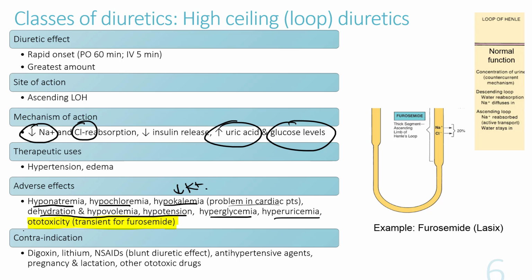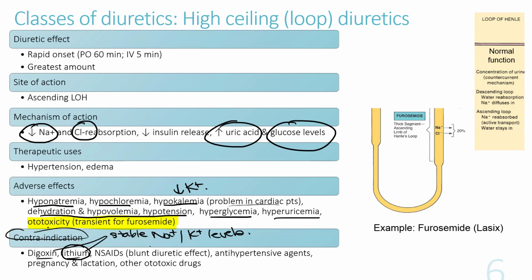All right, let's look at the contraindications. The contraindications for use with high ceiling or loop diuretics are these. First of all, digoxin and lithium. These drugs need stable sodium and potassium levels, and we talked about how the excretion of lithium follows the pattern of excretion of sodium.